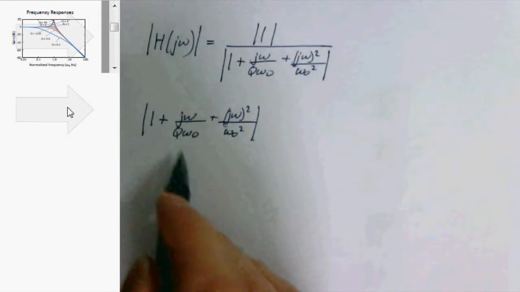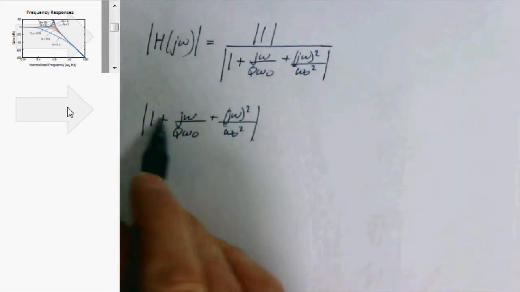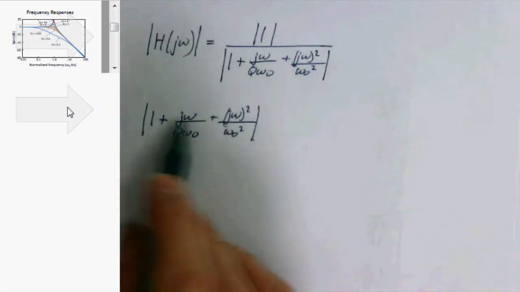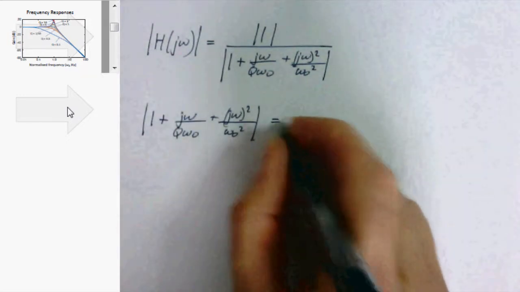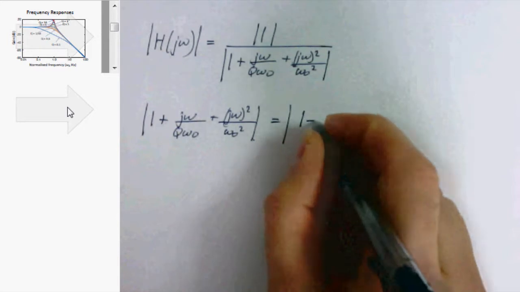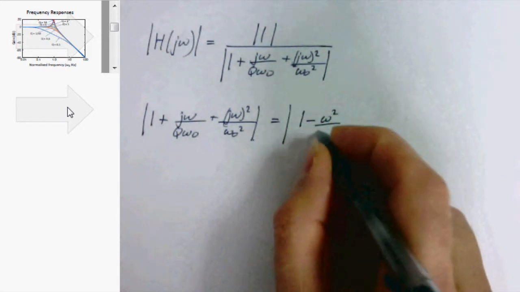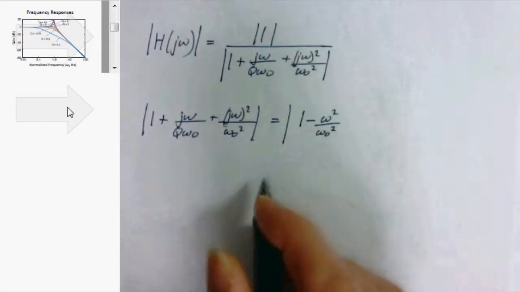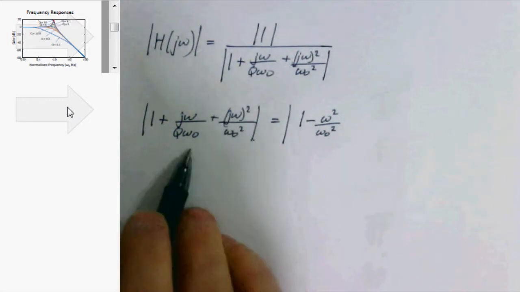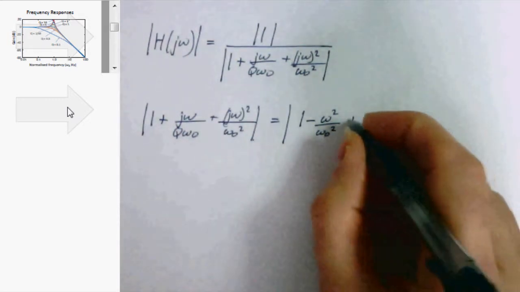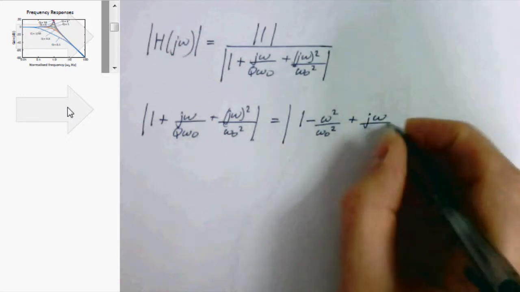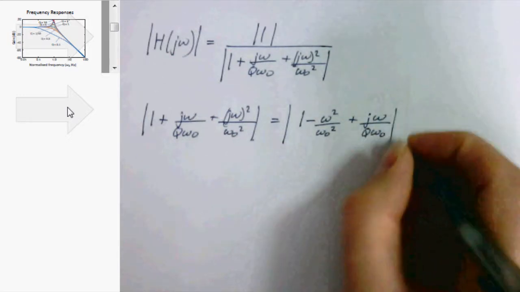Right. First thing to do is to note that this can be expressed as the sum of a real part and an imaginary part. The real part is 1 minus omega squared over omega naught squared, because j squared is minus 1. The imaginary part is j times omega over Q omega naught.